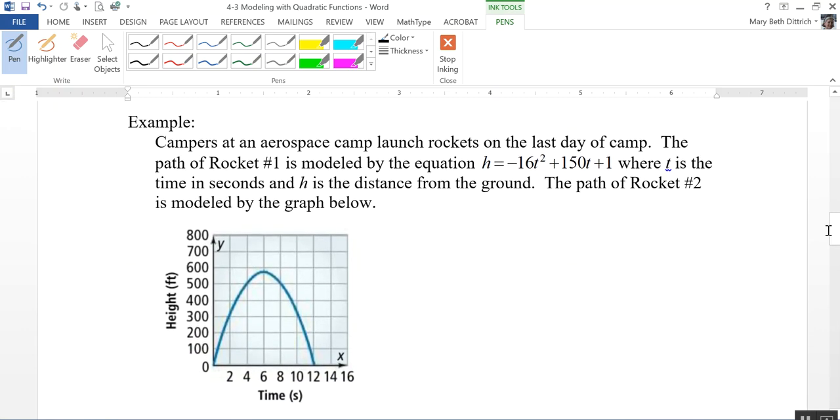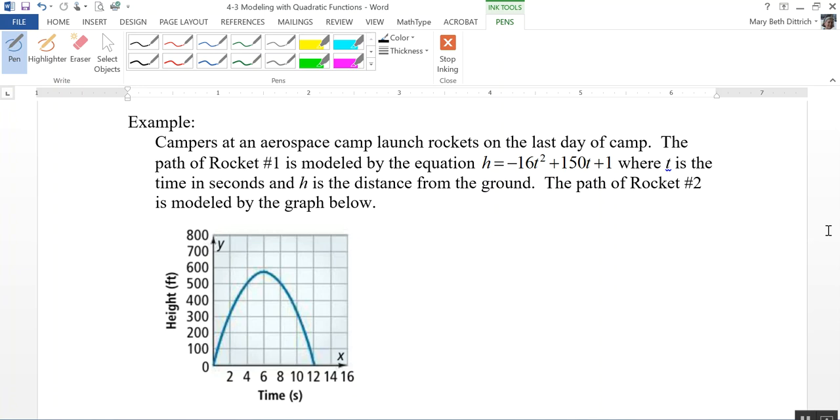Here's another example that uses a quadratic function. Campers at an aerospace camp launch rockets on the last day of camp. The path of rocket 1 is modeled by the equation h equals negative 16t squared plus 150t plus 1, where t is the time in seconds and h is the rocket's distance from the ground. The path of rocket 2 is modeled by the graph below.